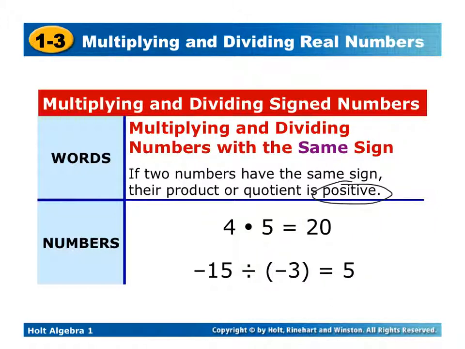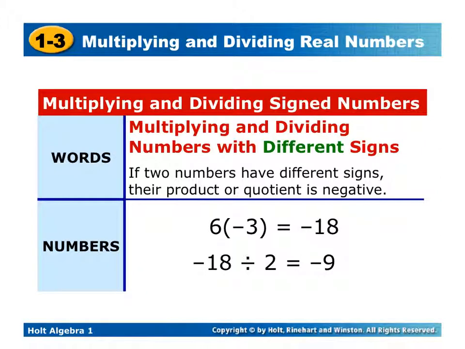So for example, we have 4 times 5. They're both positive, so we have positive 20. Here we have negative 15 divided by negative 3. We still get positive 5. So you treat the numbers that you're looking at as if the negative sign wasn't even there, and then you're just going to either put in the negative sign or not put it in depending on the question.